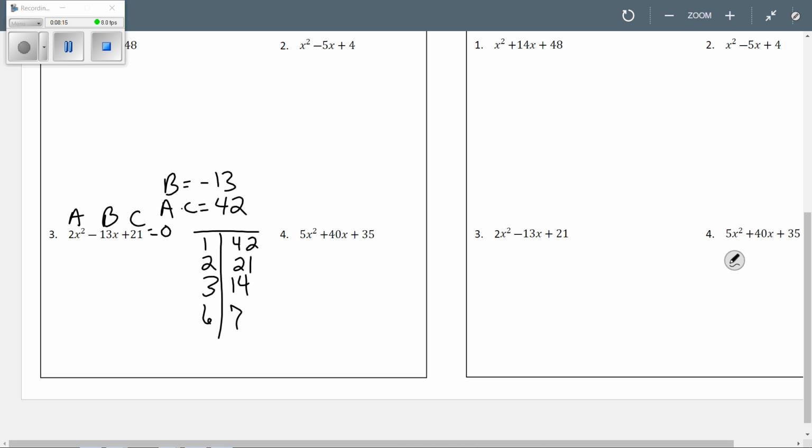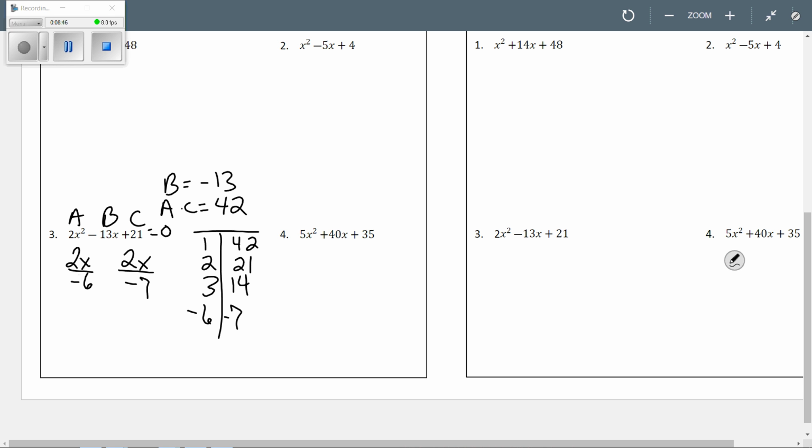But now we just got to figure out how can we get that to negative 13, but have it multiply to be positive 42. Same thing up above, make them both negative. Negative 6 plus negative 7 is negative 13, and negative 6 times negative 7 is positive 42. So now we take our a of x, which now a of x is 2x. Please don't forget that. 2x over negative 6. 2x over negative 7. All right.